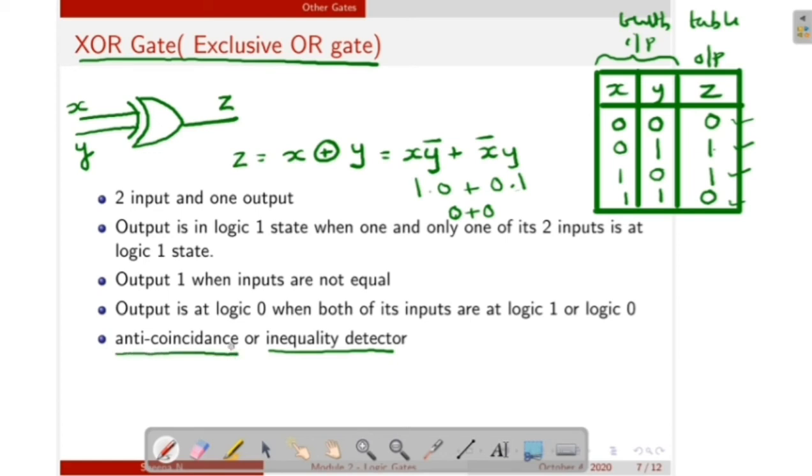Okay, so we can write the expression as X XOR Y. Okay, XOR operation is represented by this symbol, that is a plus inside the circle. Okay, so here the expression is XY bar plus X bar Y.